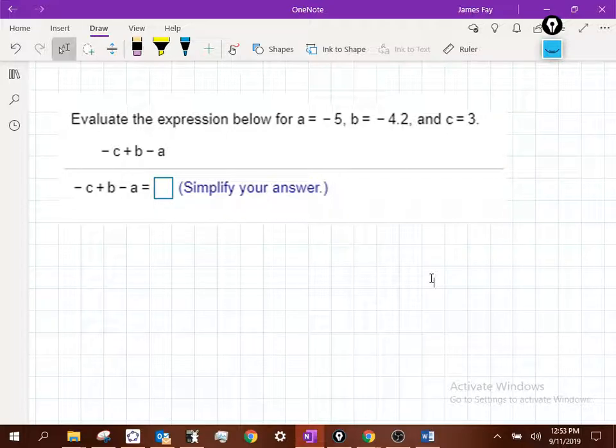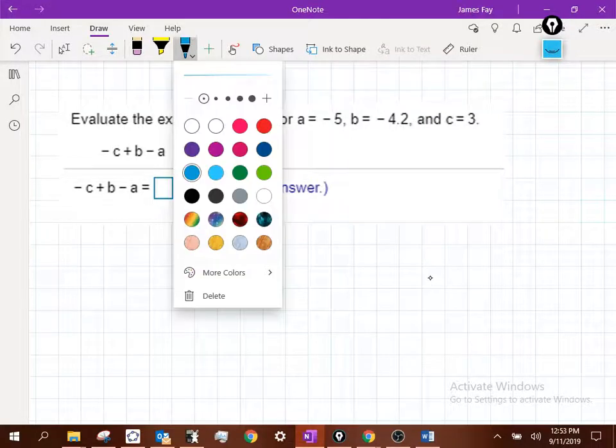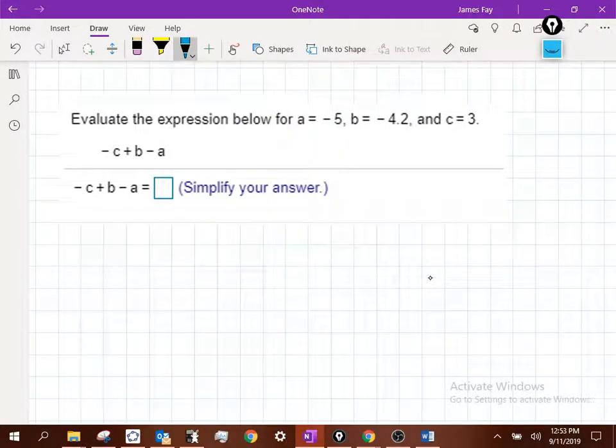This one here, they ask us to evaluate negative C, or the opposite of C, plus B minus A. All right, but they give us values for C, B, and A, right? So all we got to do is substitute. When we substitute here, C is equal to 3, right? And when I put in the opposite of C, what am I going to put there? Negative 3. So negative 3 then plus B, but B is negative 4.2.